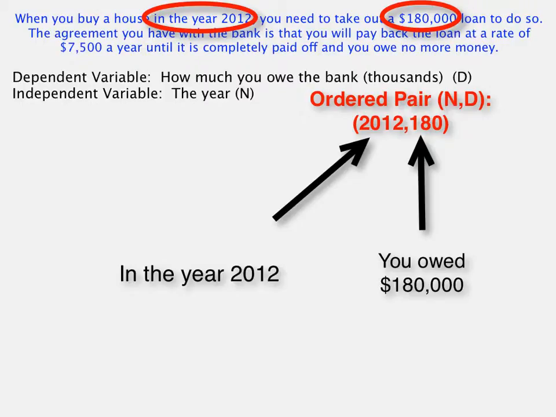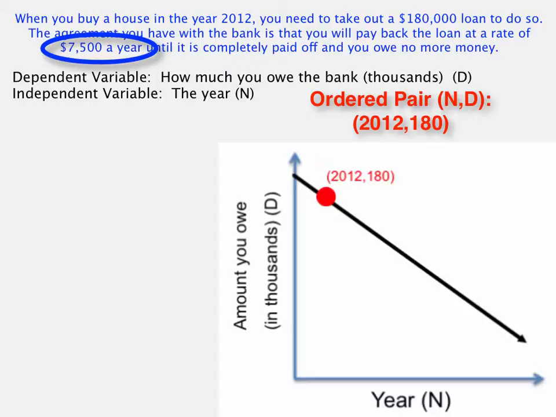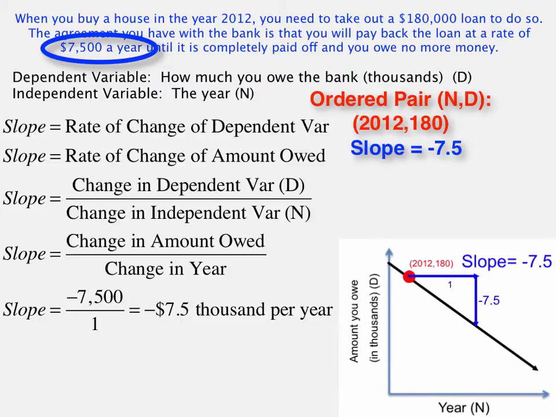Note that we also have a rate of change, or slope, for how much you owe. Remember, we pay back the loan at a rate of $7,500 a year. That rate is exactly the same all the time. So if we were to graph this situation, it would be a line, and that's why it's okay to model it with a linear equation. And my claim is that the slope in this case is negative 7.5. 7.5 represents $7,500, and that's how much less you owe every 1 year.